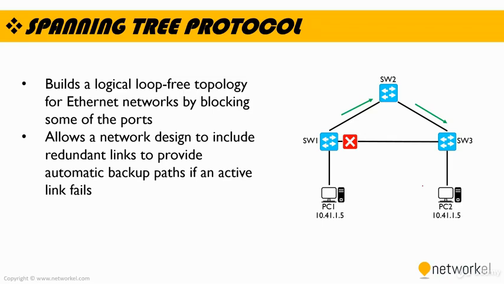Spanning tree protocol allows a network design to include redundant links to provide automatic backup paths if an active link fails also. Let's think that we are sending a broadcast again from PC1. Switch 1 takes the traffic and floods it from this port, and also from this port. But because this port is blocked by spanning tree, the traffic will not pass through this way, and it won't go to switch 3 from this way. So only the green traffic will come to switch 3 and reach PC2.